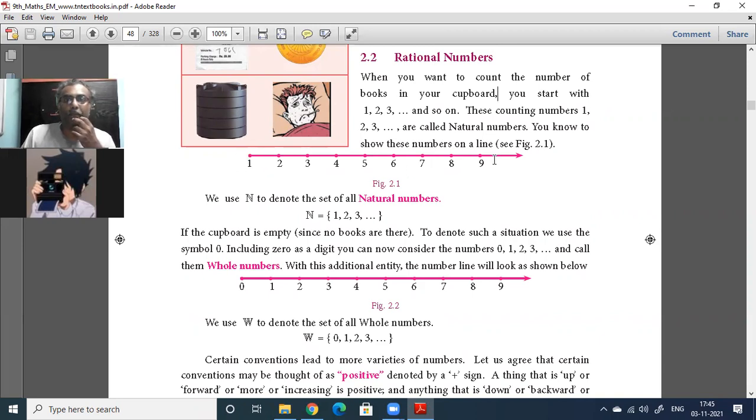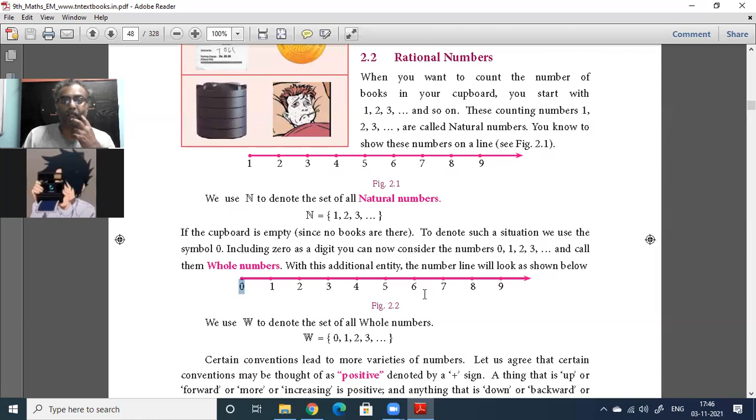So you can plot numbers on a line, on a number line, very easily. We use N to denote the set of all natural numbers. N equals 1, 2, 3, we know. If the cupboard is empty, no books are there, to denote such a situation, what do you use? You use the symbol 0. So including 0 as a digit, you can consider the numbers 0, 1, 2, 3 and call them whole numbers. So from natural numbers, if you include 0, it becomes whole numbers.